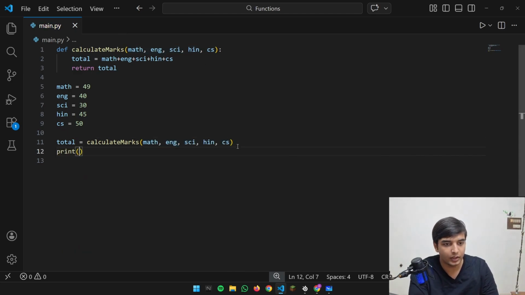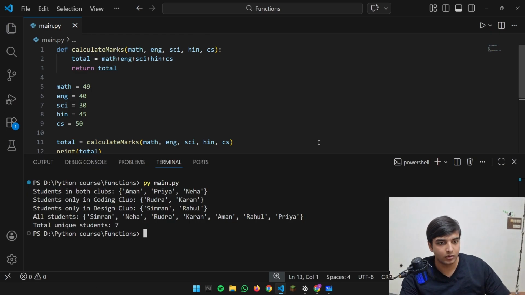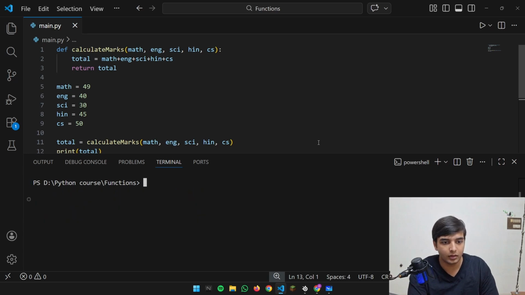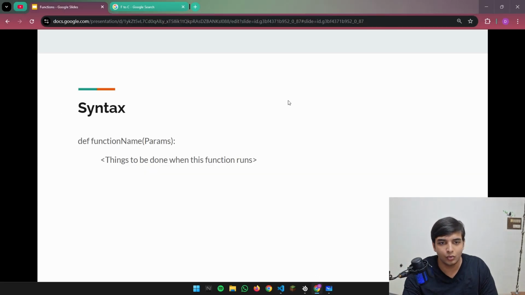And now we can print out the total. For now we are just adding things up, so the order doesn't matter in this case, but it would matter if we are going for something bigger than this. Let's try it out, clear this, and run this. Okay, so the total is 214 out of, I don't know, 50 into 5 would be 250. So the student is scoring 214 marks out of 250, which is, yes, good enough. Maybe, depends on the school.